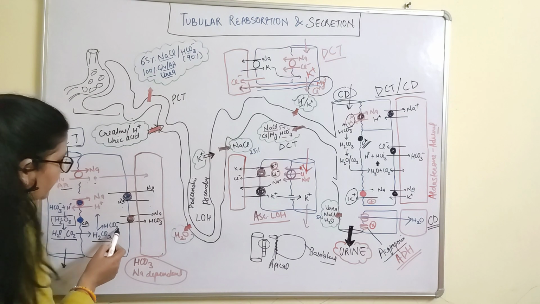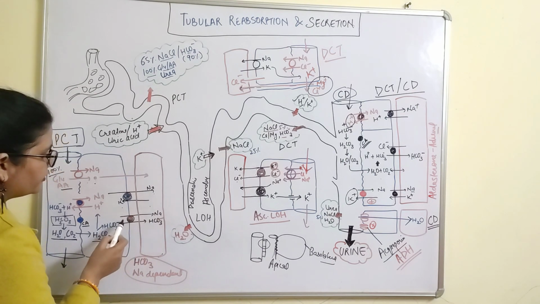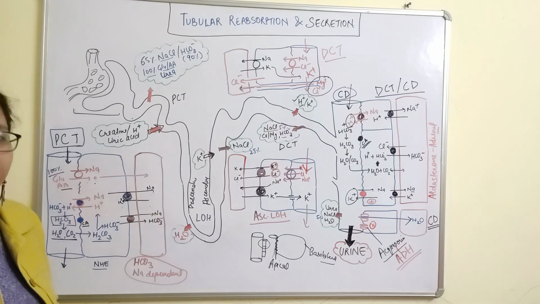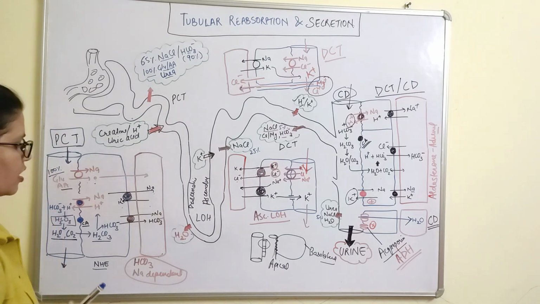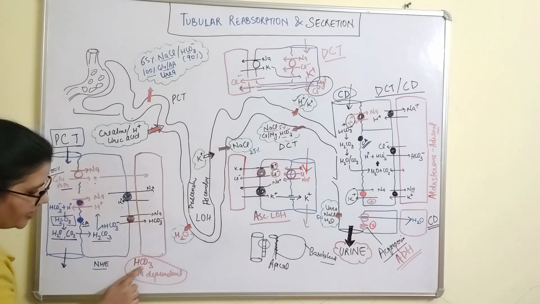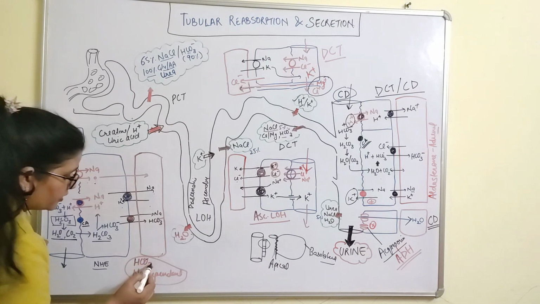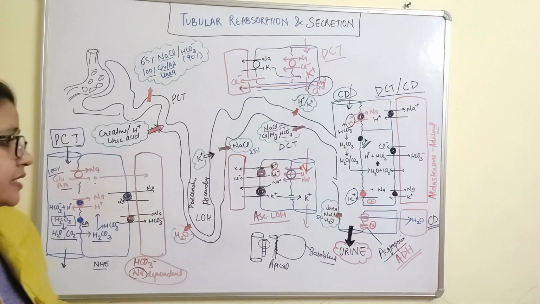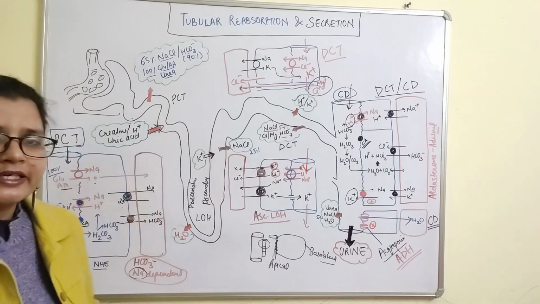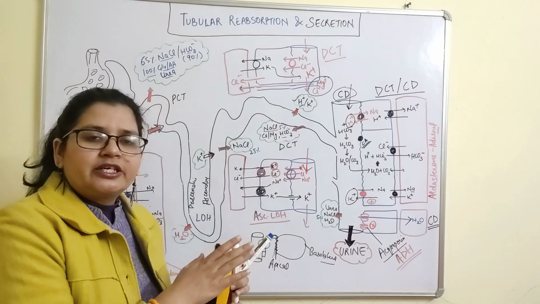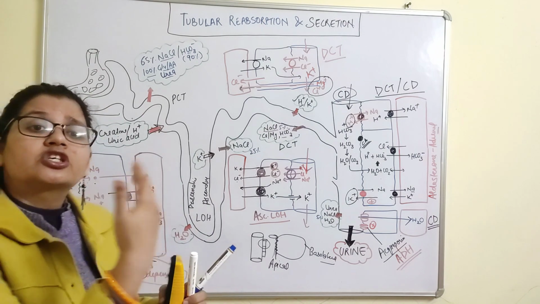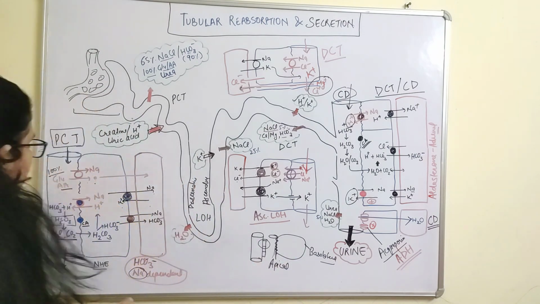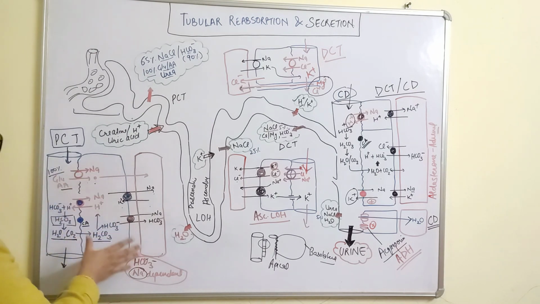Fine. So this bicarbonate reabsorption occurs with the help of the sodium bicarbonate symporter. So can we say that this bicarbonate reabsorption here is sodium dependent? This is being asked in many MCQs: which bicarbonate reabsorption is sodium dependent and which is chloride dependent. So in PCT it's sodium dependent. Fine. So that's how transport occurs in PCT.